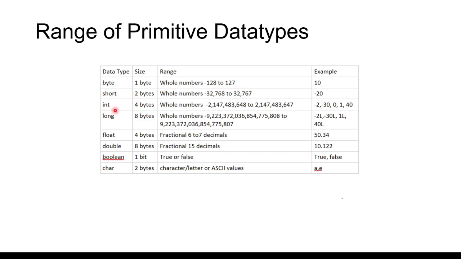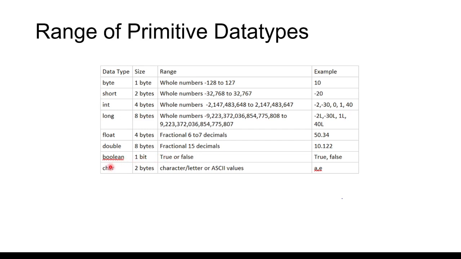So these four are used for whole numbers. And next, float and double. These float and double are used for floating numbers, and float has 4 bytes and double has 8 bytes. Okay, and these are example floating or decimal values. Next, boolean. Boolean has only a size of 1 bit. 1 bit can store only either 0 or 1. So 0 means false and 1 means true.